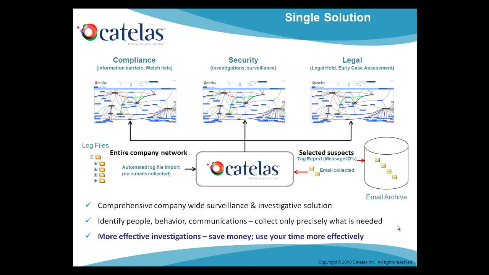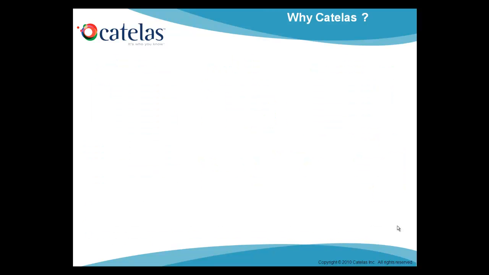Log files are processed to uncover the entire company network. By simply typing in an employee's email address or the domain of a competitor, the entire network can be displayed. Investigations can be conducted fast and without the delay and disruption caused by collecting email. When something is discovered, the selected emails are tagged and retrieved from the archive for more in-depth review.